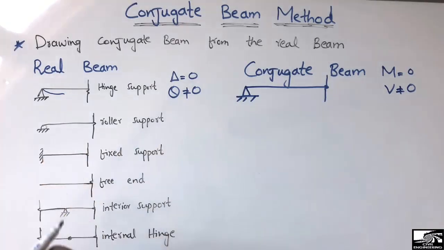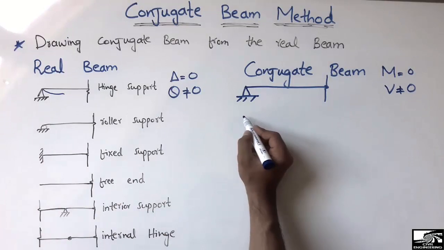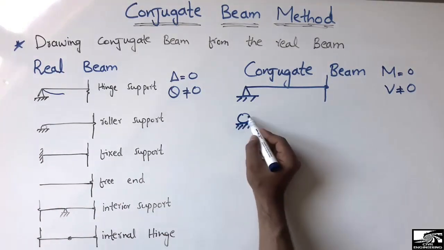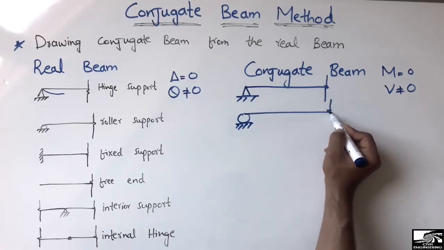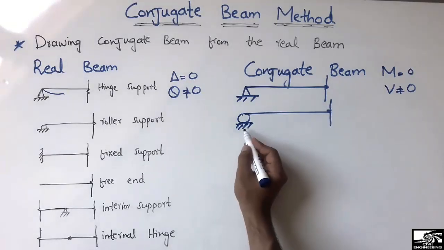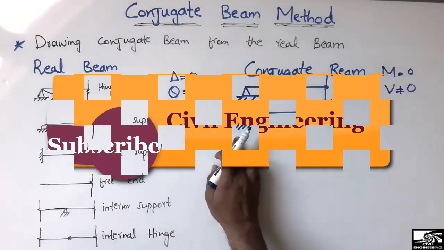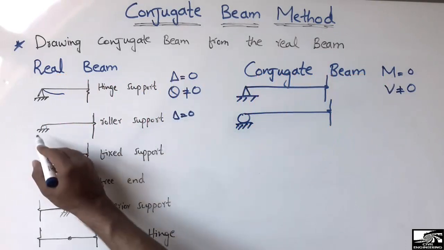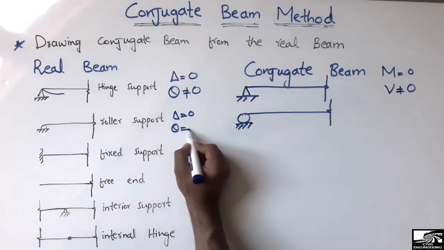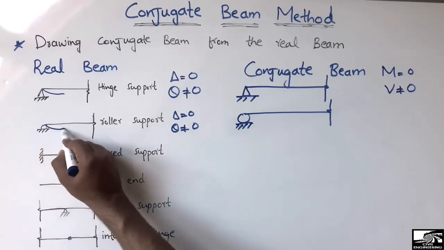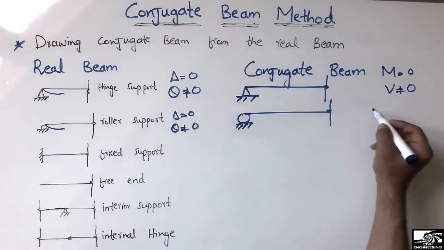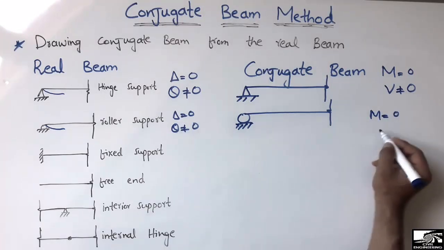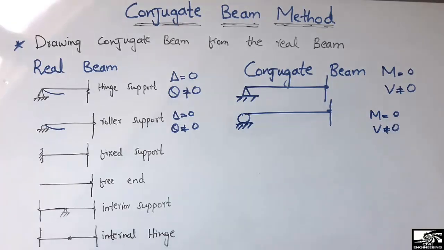The other one is the roller support. In the case of the roller support, we have the same geometry, the same shape of the beam. So this is the roller support. Again, in the conjugate beam, we get the same shape. The roller support at the end of the beam is represented by a roller support at the end of the beam. In this case, the deflection is also equal to 0 at the roller support, while the slope is not equal to 0, because it will also deflect in this way. So it will have a slope. Similarly, the deflection is 0, so the moment is 0. The slope is not equal to 0, so the shear force is not equal to 0.